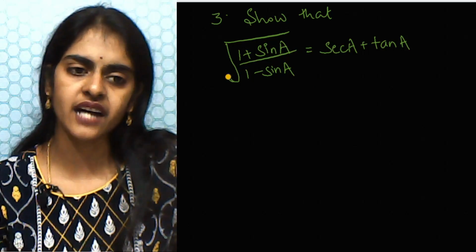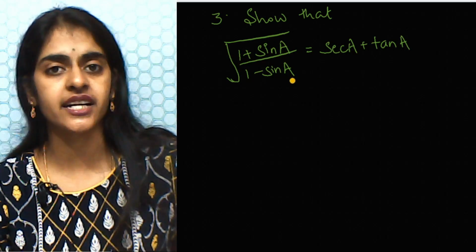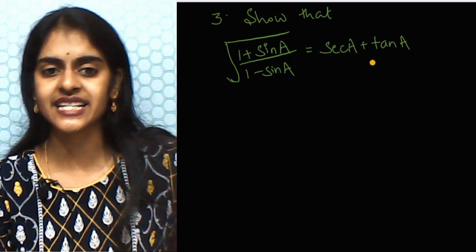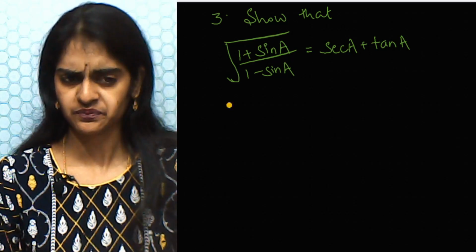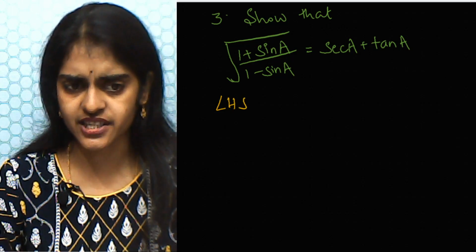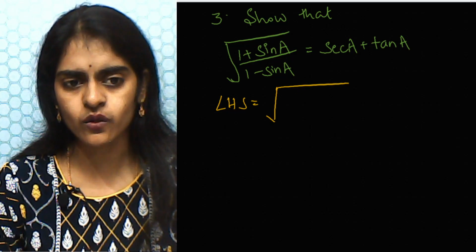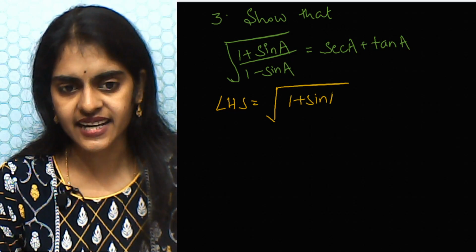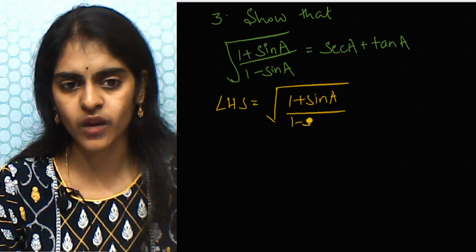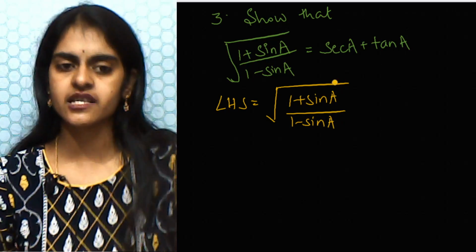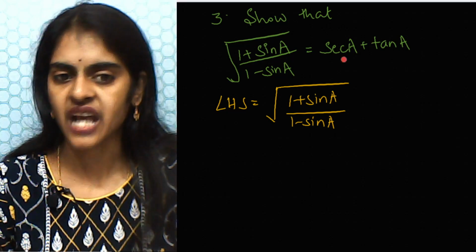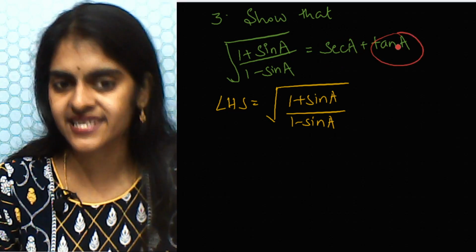Here you have to show that under root 1 plus sin a divided by 1 minus sin a is equal to secant a plus tan a. Okay, so here how shall we do it? Firstly, let us take the LHS. LHS is under root 1 plus sin a divided by 1 minus sin a. Now the tip here is just see what is the RHS value. RHS value is secant a plus tan a.